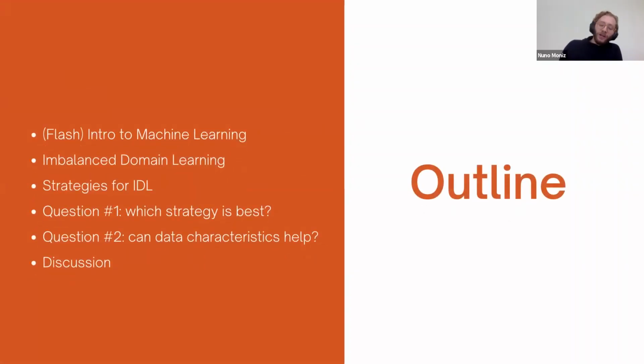As an outline, I'm just going to do a flash introduction to machine learning, explain what imbalanced domain learning is, and the strategies that I usually use in that field, and then the two questions that spawned the two journal articles that are at the basis and core of this talk. The first question is: is there a strategy that we can use in imbalanced domain learning that is best? And the second one is: can data characteristics help us guide that decision? And then followed by discussion.